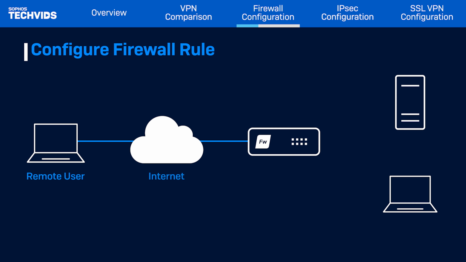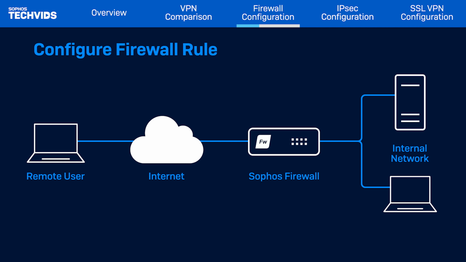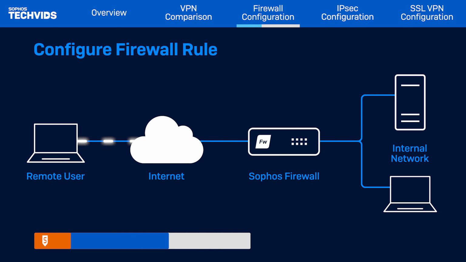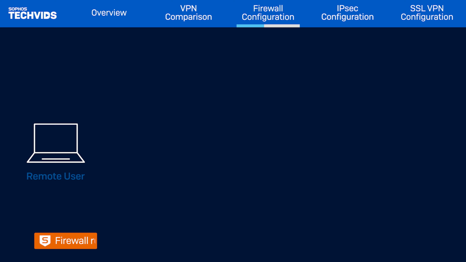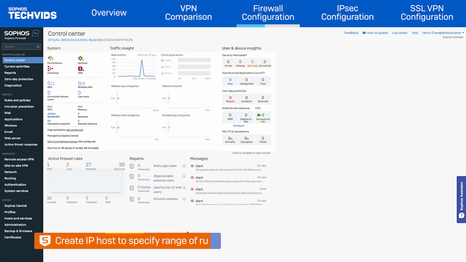Next, configure a firewall rule. The policy created allows traffic from the VPN to the LAN and DMZ, since remote users need access to these zones. Note, this rule may differ depending on your environment, so make any required changes to suit your needs. Now, I need to create an IP host to specify the range of this rule. This should cover the IPs used for IPsec or SSL VPN.